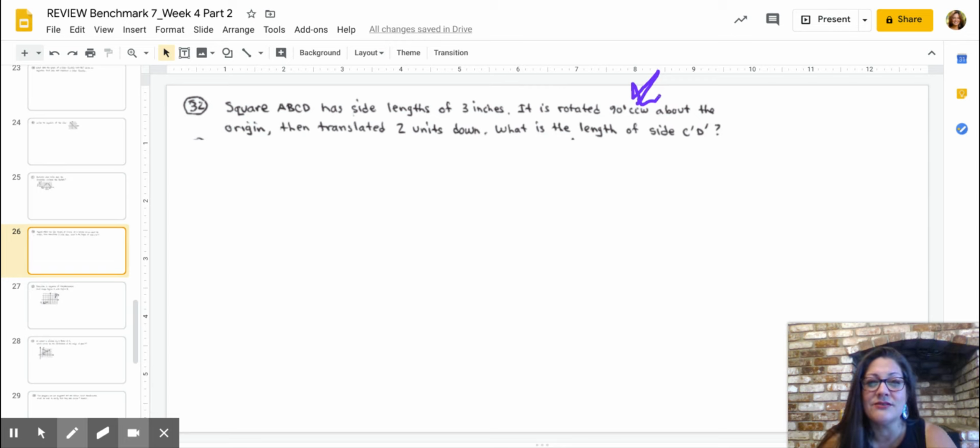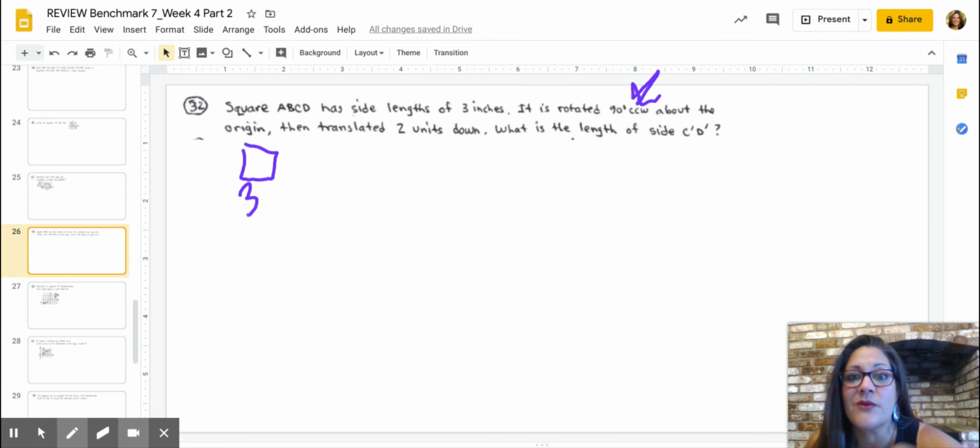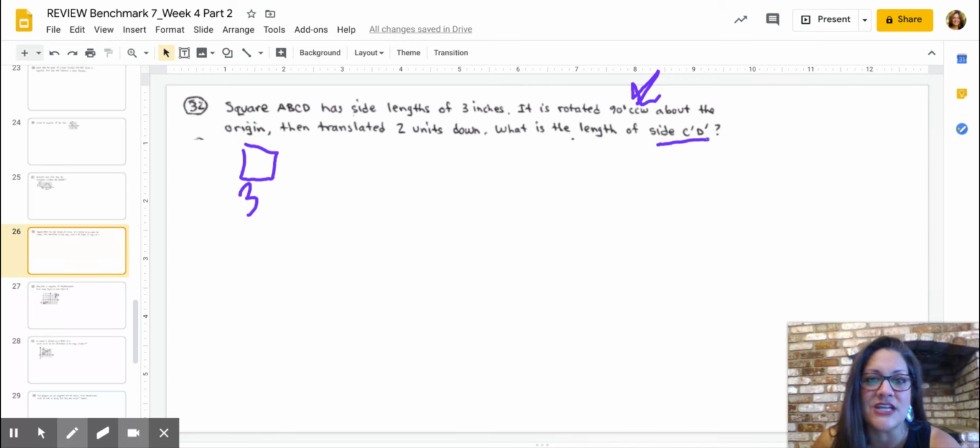Okay, so this one, don't let it trick you. It's a square, ABCD, hip to be square, and each side has a length of 3. If it's a square, then all 4 sides have that length. It never says dilated. Dilation is when you get bigger or smaller. So the side length never changes. Side length is 3 inches.